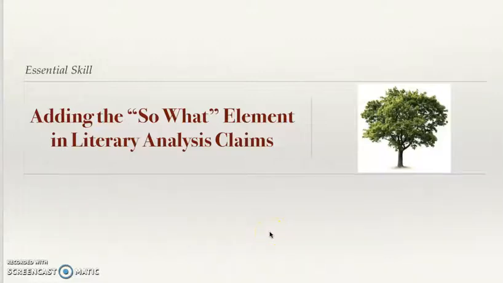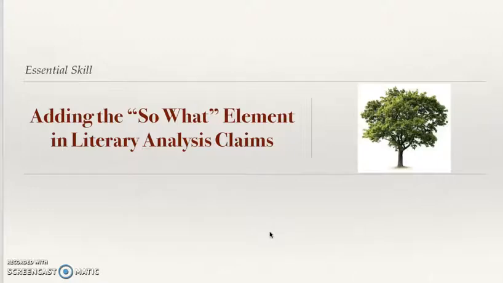This video describes one of the essential skills for our English 201 class, and that skill is adding the so what element to our claims. So any claims that we make in terms of either a thesis claim or a topic sentence claim needs to have the so what element.